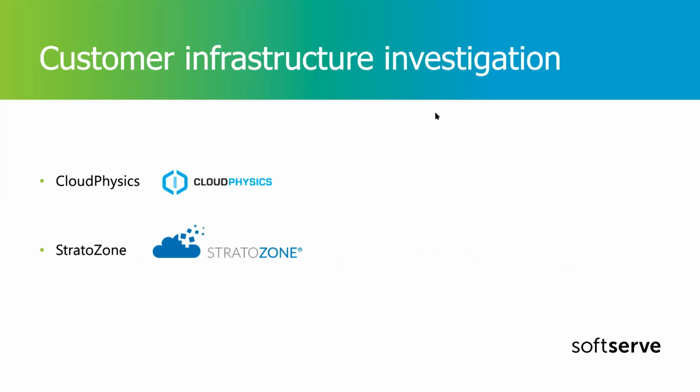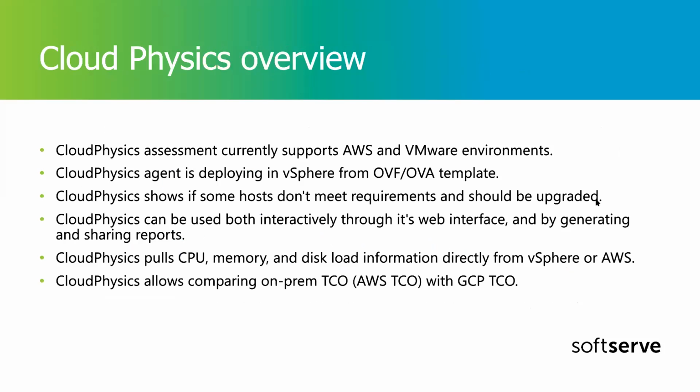Let's start with the first step of the process. The tools are called CloudPhysics and StrataZone. CloudPhysics supports two environments, AWS and VMware for now. CloudPhysics has an agent, and this agent should be deployed in vSphere from an OVF or OVA template. With CloudPhysics, you can know which VMs meet requirements or should be upgraded. CloudPhysics pulls CPU, memory, and disk load information directly from vSphere or AWS.